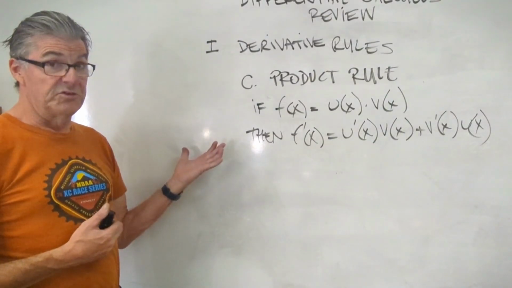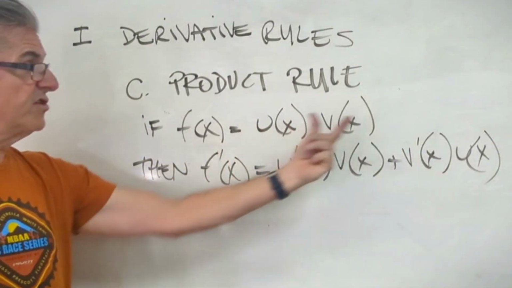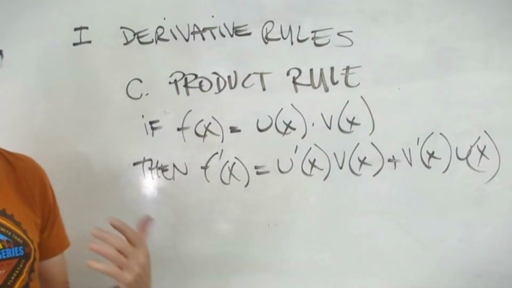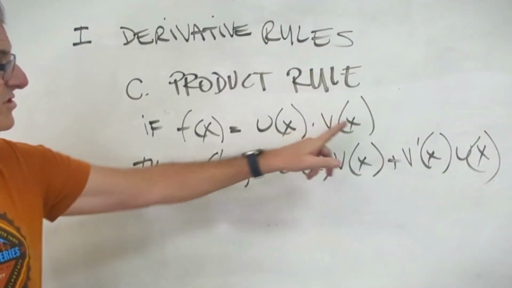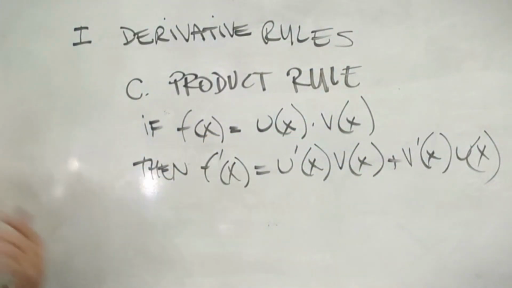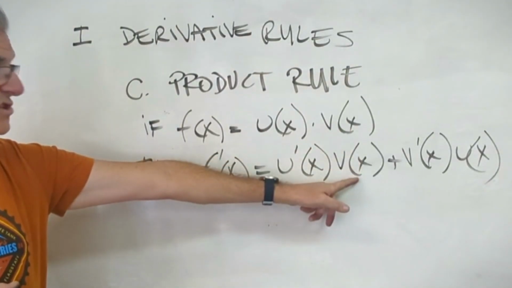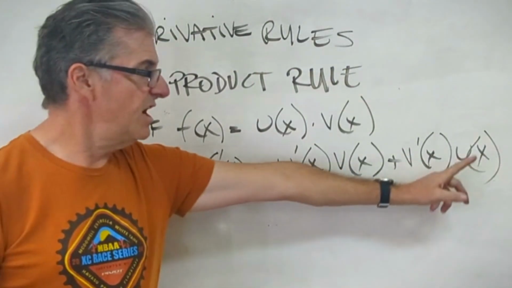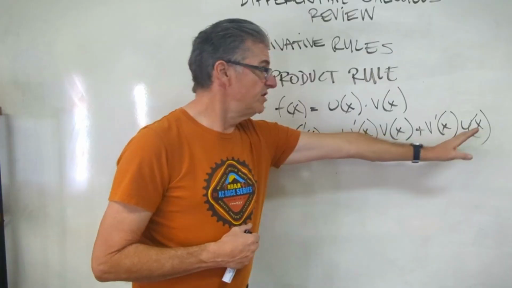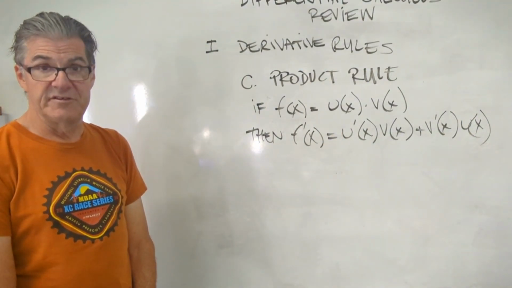Now, the product rule is a little bit different. If we have a function that is really two functions times each other, this could be two polynomials, it could be two terms, whatever it is. If you have one function times another function, then the derivative of that is the derivative of the first times the second function, not derivative, plus the derivative of the second function times the regular function of the first. You just multiply this out and add them together, and then you have your derivative.